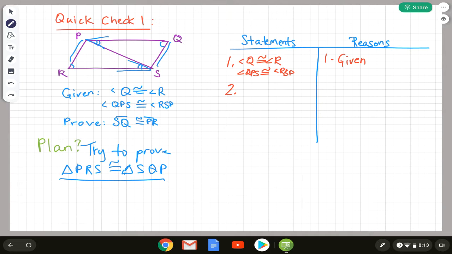Again, these two triangles have a common side. That's always the easiest thing to get, so I'm going to write that down. PS is congruent to PS. And that's just by the reflexive property. Okay, so we have enough now to say the two triangles are congruent. This time we have two angles and a non-included side, so we're going to be using angle-angle-side.